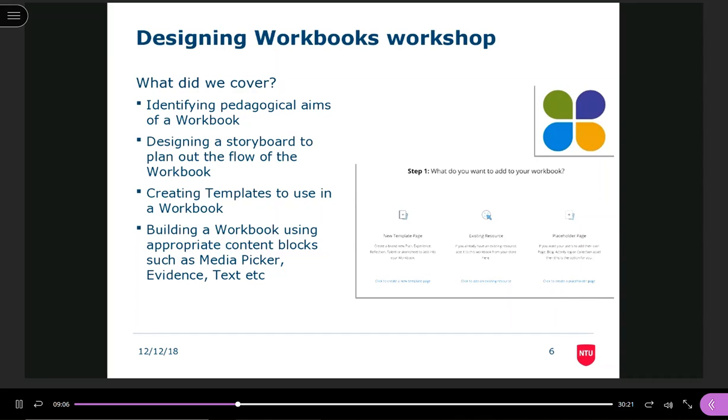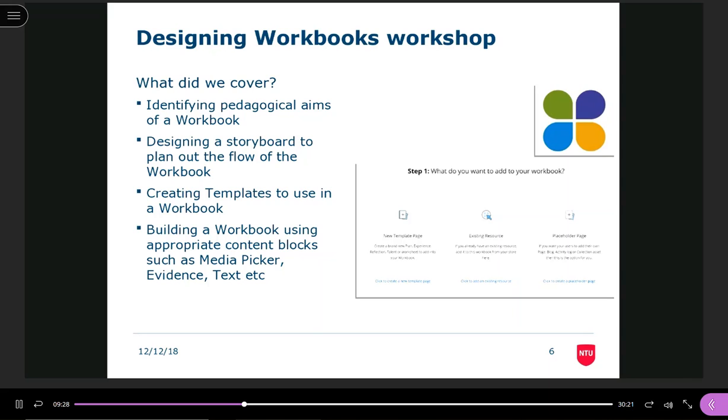So sometimes they're a bit reluctant, so we don't make them do any drawing, but we do get them to think about just planning out the flow to make sure that they've got a full picture of what the workbook's going to look like. And then we help them with some of the technology, so understanding how to create individual template pages that they can pull from, and some of the ways of setting up a workbook.